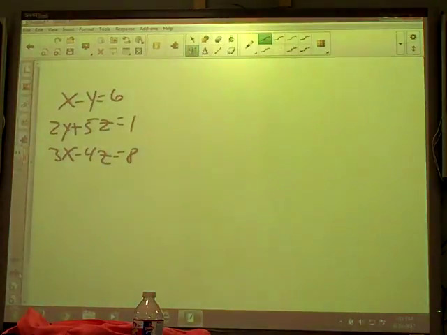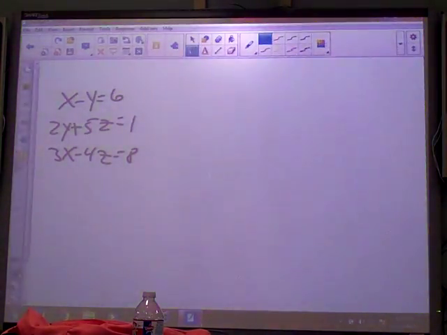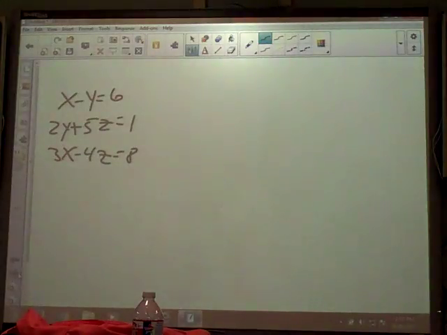Alright, these say x minus y equals 6. That's the first one. 2y plus 5z, that's a 5. 2y plus 5z equals 1. And then 3x minus 4z equals 8.